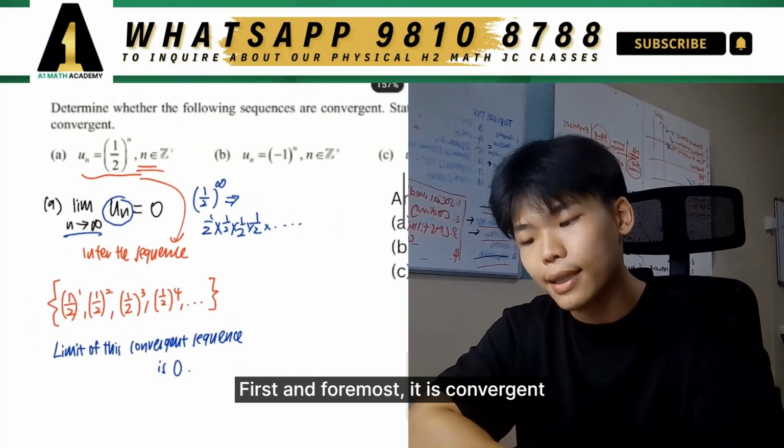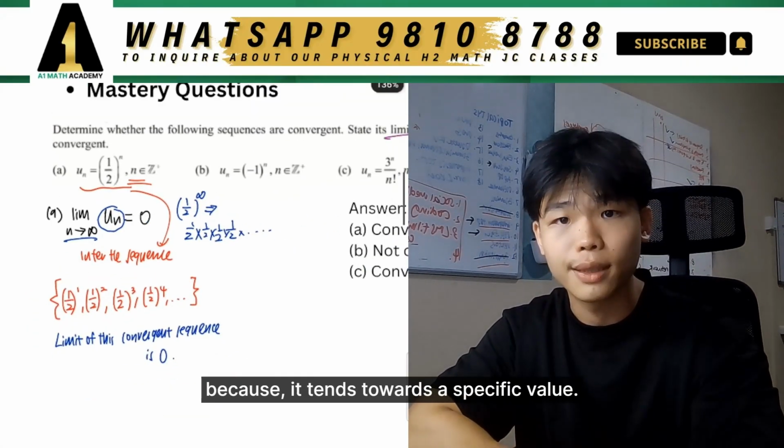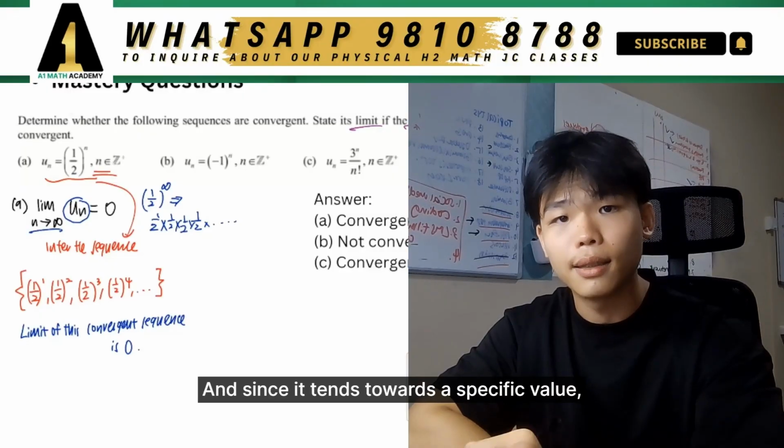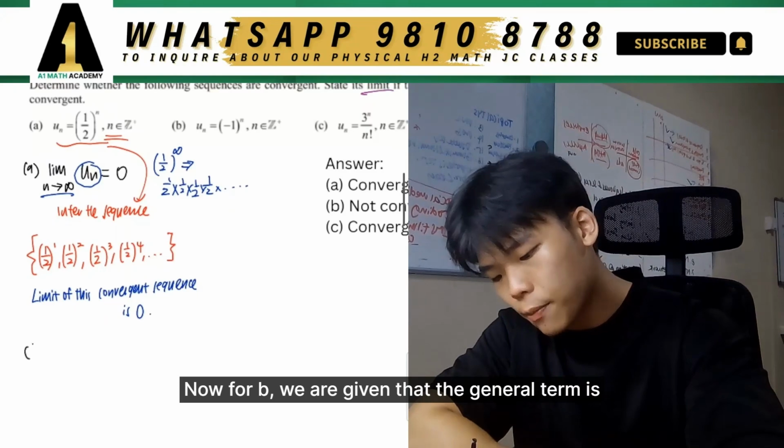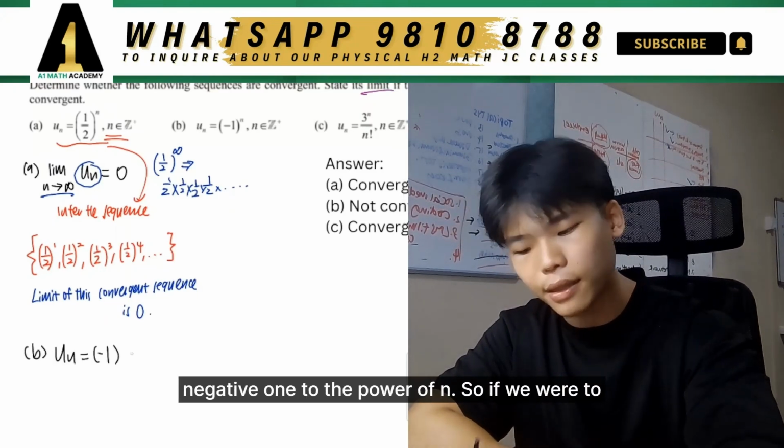First and foremost, it is convergent because it tends towards a specific value. And since it tends towards a specific value, that specific value is also known as the limit. Now for B, we are given that the general term is (-1)^n.